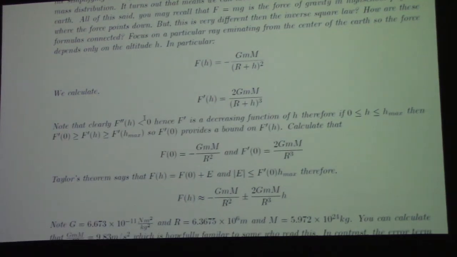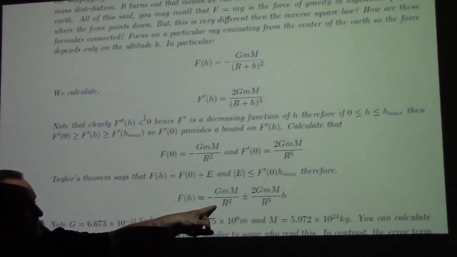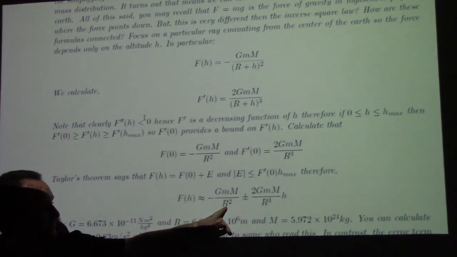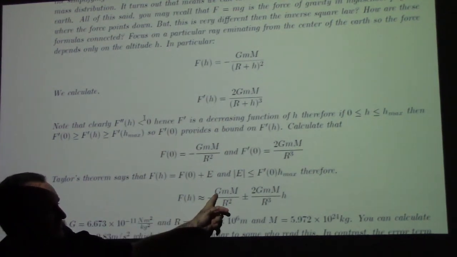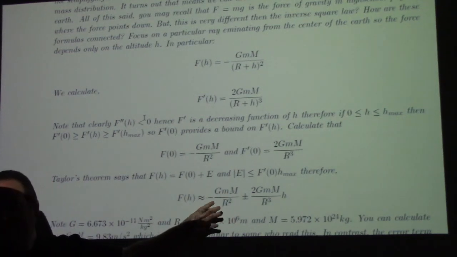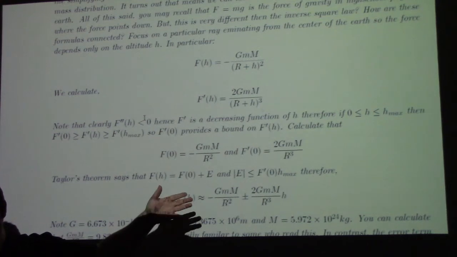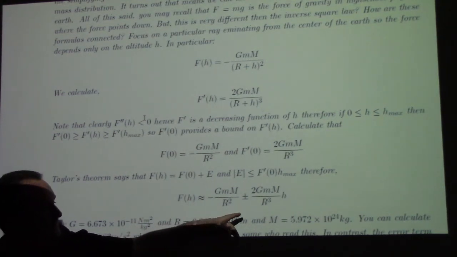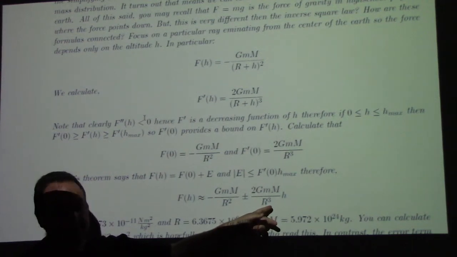Or, well, f of 0, because I'm using h for altitude. So f of h is basically f of 0 plus an error term. So f of 0 is minus GMm over r squared. And this GM over r squared is about 9.8. That's that little g we talk about in physics, minus 9.8 meters per second squared. This other term over here captures the error in using F equals mg.